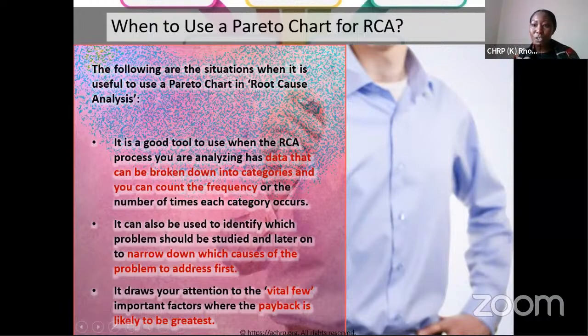Then the next situation where you should use Pareto charts is when you want to narrow down which cause of the problem to address first.